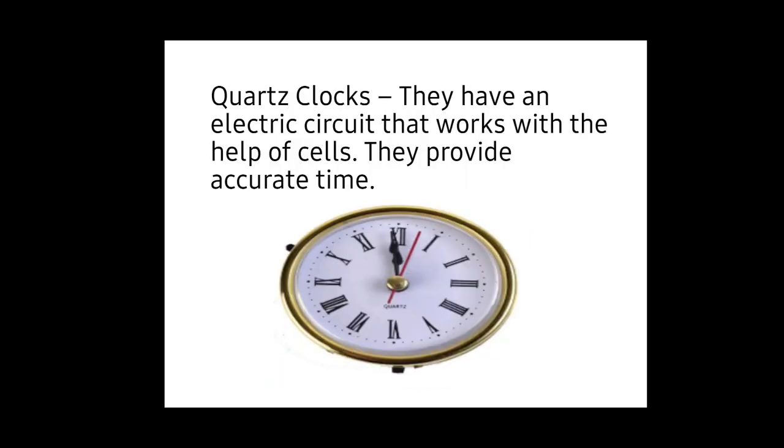Quartz clock. They have an electric circuit that works with the help of cells, and they provide accurate time. This kind of quartz clock is what we are using in our homes nowadays. You may observe the clock in your home. At the center they have mentioned quartz. Even your wristwatch, if you are using a dial watch, you can see that in between they have mentioned quartz. It means the clock works with the help of an electric circuit. The electric circuit works only when we insert the battery. This provides accurate time.